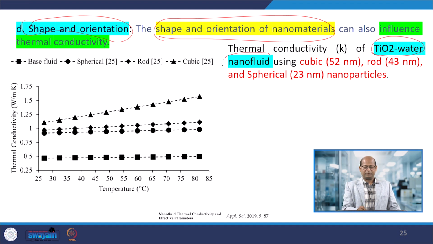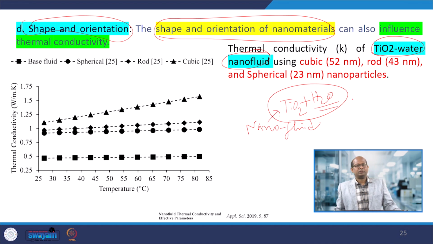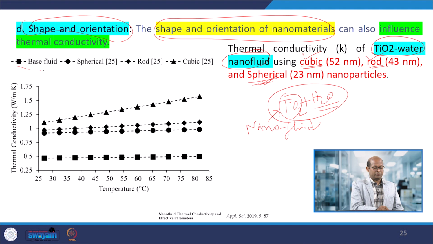Suppose you have developed nanoplates, that is titania water, TiO2 water, that is our nanoplates. So here the base plate is water and titania is the nanomaterial. That titania we can make cubical, rod type or spherical type. So the materials consist of the same component titania, but the shape is different, one is cubical, one is rod type, or one is spherical type.